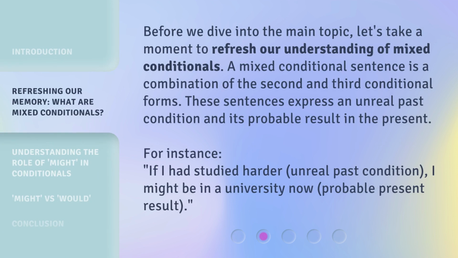Before we dive into the main topic, let's take a moment to refresh our understanding of mixed conditionals. A mixed conditional sentence is a combination of the second and third conditional forms. These sentences express an unreal past condition and its probable result in the present. For instance, if I had studied harder, unreal past condition, I might be in a university now, probable present result.